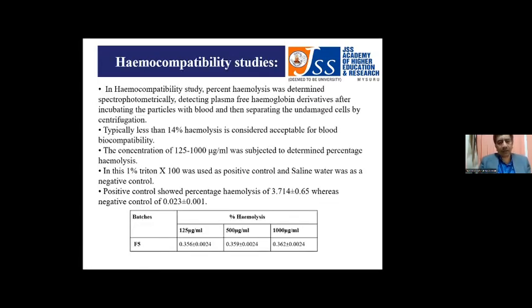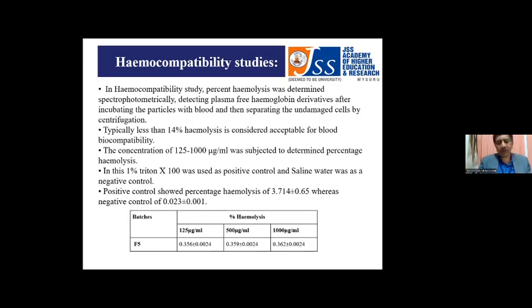Then the next one is the hemocompatibility study. This is done by spectrophotometric analysis by detecting the plasma free hemoglobin derivatives after incubation of nanoparticles with blood, and we separate the undamaged cells by centrifugation. Typically, hemolysis of less than 14% is acceptable for biocompatibility with blood. Concentrations of 125 to 1000 microgram per ml of the formulation were subjected to the hemolysis study.